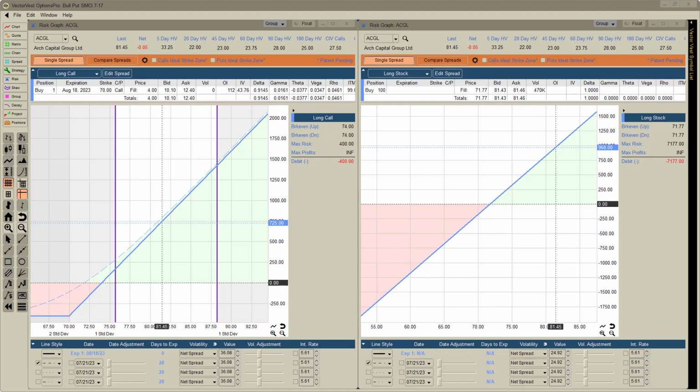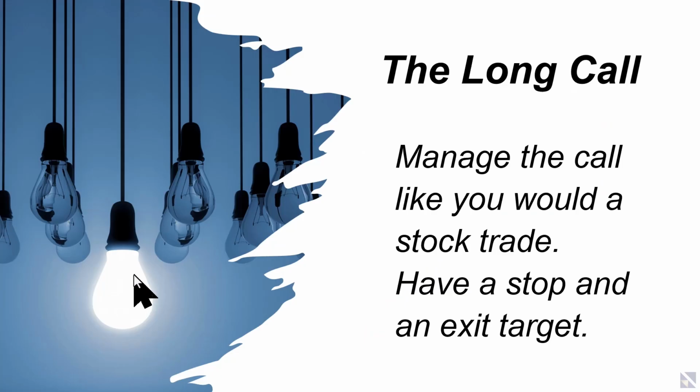Options have a ton of leverage and a lot of benefits to trade instead of just simply trading the stock. So for the long call, again, manage the call like you would a stock trade. Have a stop in place. Have a profit target, whether it's 2 times the premium you bought, a previous high or a previous low. Have a profit target just like you would with a stock. Use a trailing stop if you're not sure what the stop would be. The long call is a very good way of getting into a stock with great amount of leverage and limited risk.